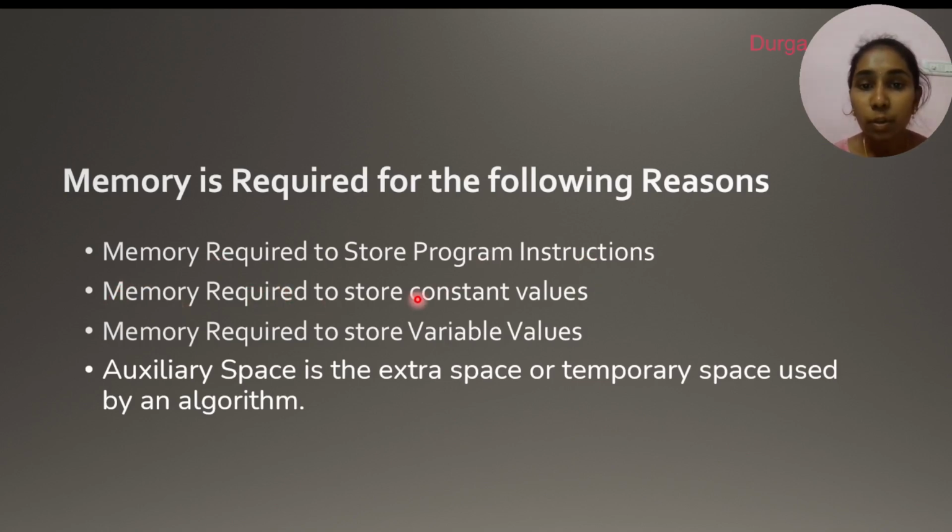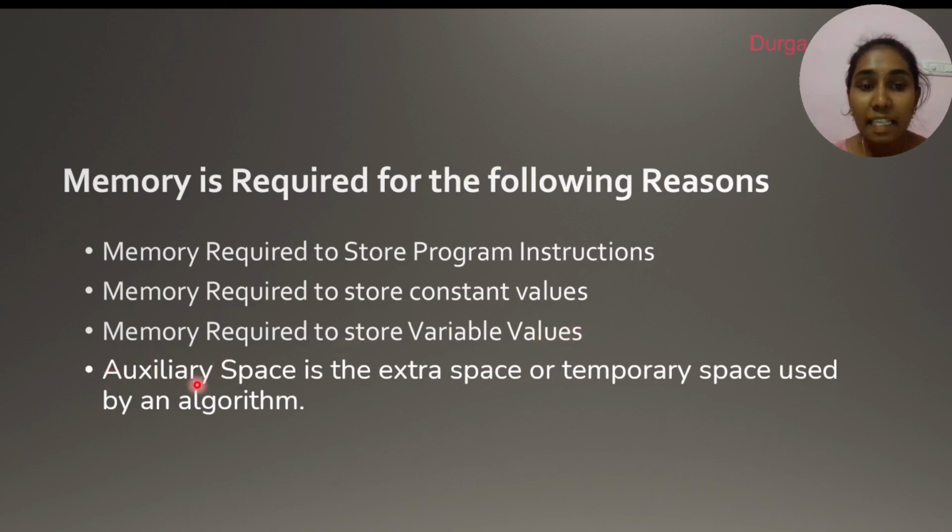Memory is required to store constant values, for example 10, 20, 30 like this. Okay, #define a equals 20. So 20 is a constant value. For storing constant values, we require memory. And memory is required to store variables like int a, b, temp. Here a, b, temp are the variables. For storing variables also, we require space.